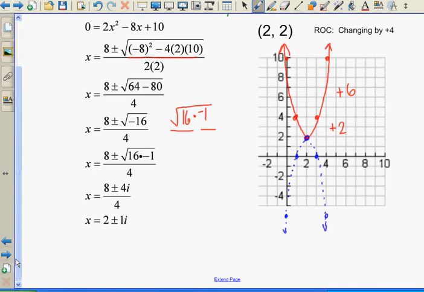Okay, and then if we plot our intercepts, our imaginary intercepts, so this is x equals 2 plus 1i and x equals 2 minus 1i.